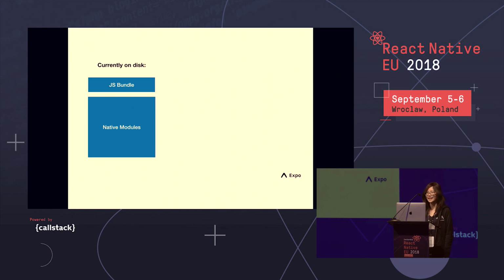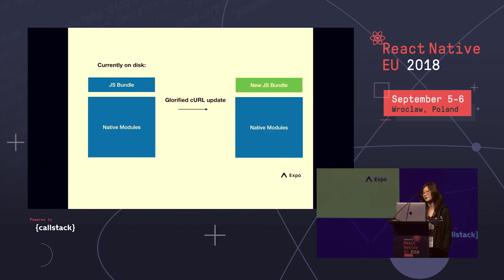So let's take a look at updating your app with glorified curl that we wrote with Alice. So in glorified curl, say if you only made a change to your JavaScript bundle, when you put your stuff to the server, it'll be available right away, and you'll update just your new JavaScript bundle. The native modules stay the same. And also notice that this update is available the moment that you push to your server. Users can pull it down right away.